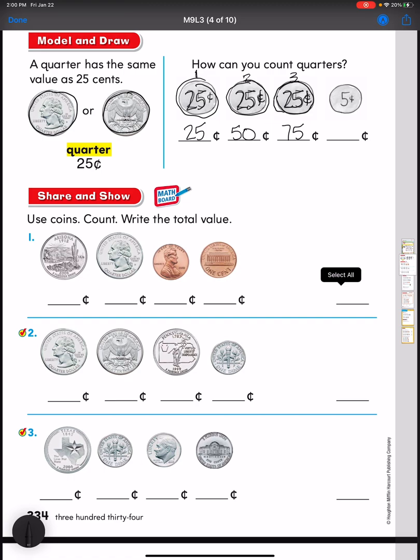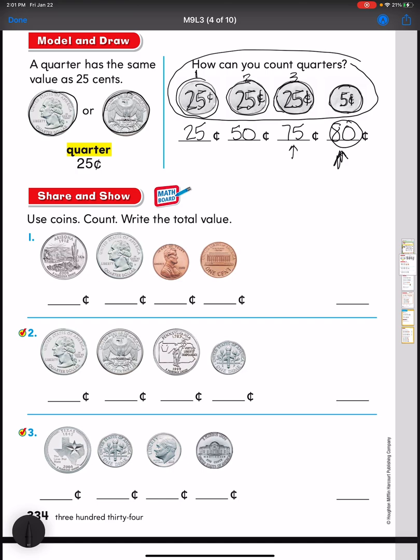And now I have a nickel, right? Nickels are worth 5. So I would add 5 to this. So I had 75 cents with my 3 quarters. Now I'm going to add a nickel. I'm going to add 5. 75, 80. 75 and 5 more is 80. So these coins are worth 80 cents. Remember, the last number you say is what they're worth.